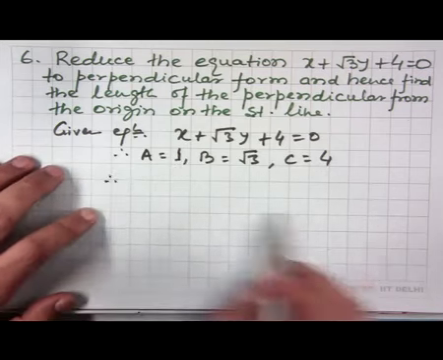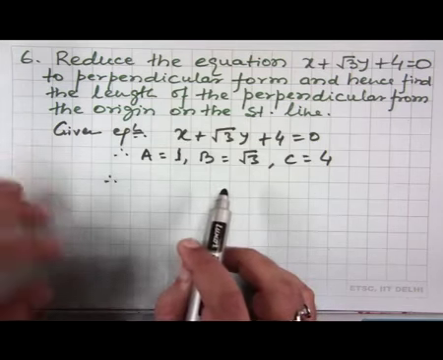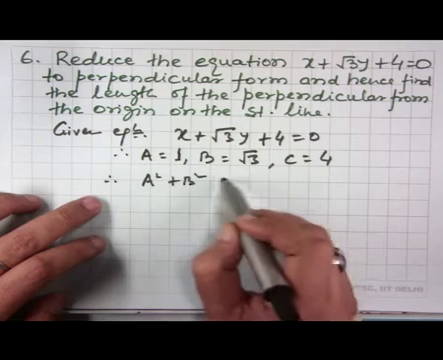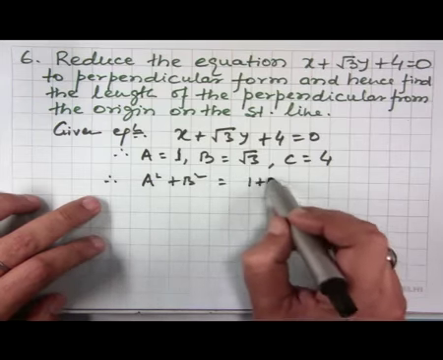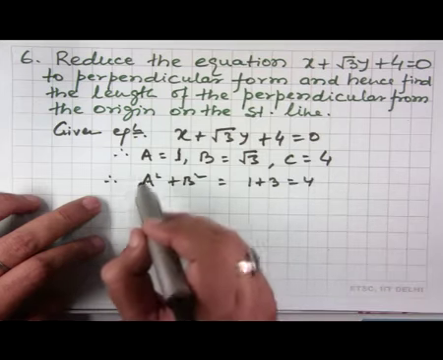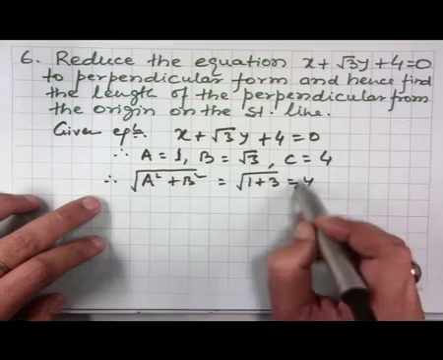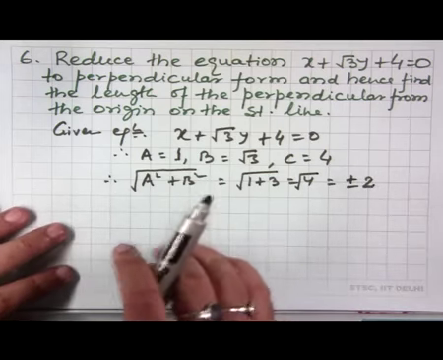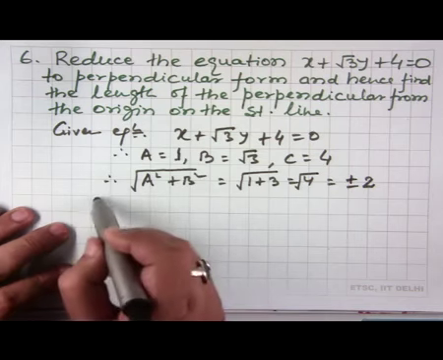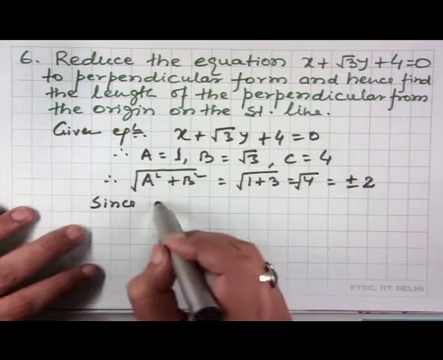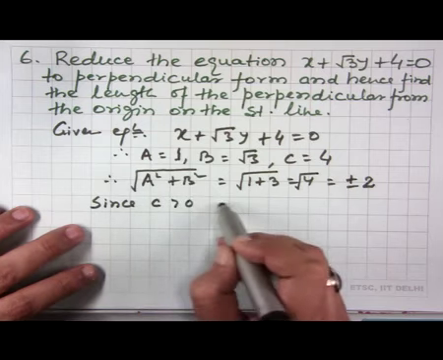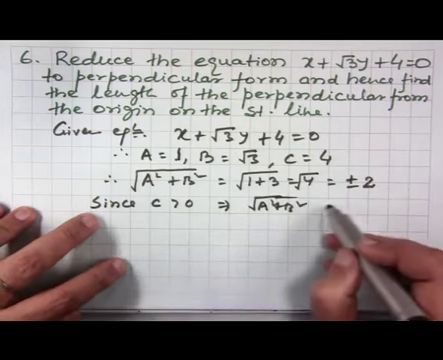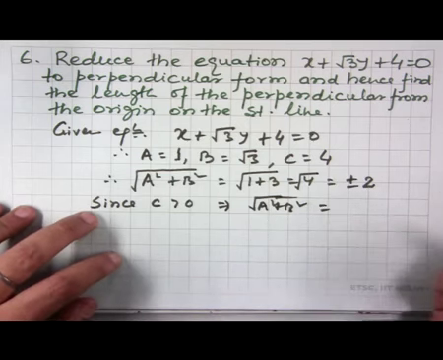So for the length of perpendicular, first of all reduce the equation in normal form. So A square plus B square is equal to 1 plus 3 equal to 4. So square root of A square plus B square is equal to plus minus 2. Since C is greater than 0, this implies square root of A square plus B square is plus 2.